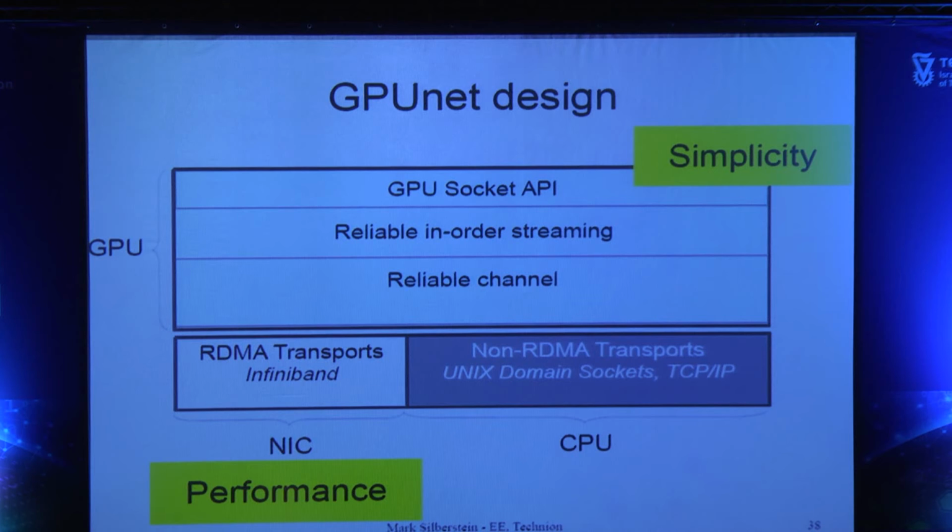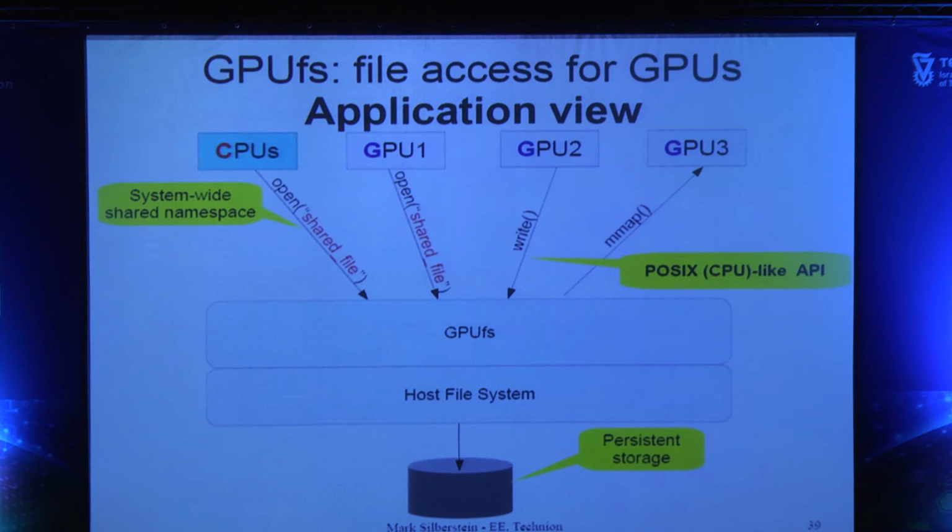What about performance? In terms of performance, you really can build a high-performance network library for GPU, but you do need network card support. So that's where RDMA transport really matters. We do support non-RDMA transport for backward compatibility, but that would be less performant.